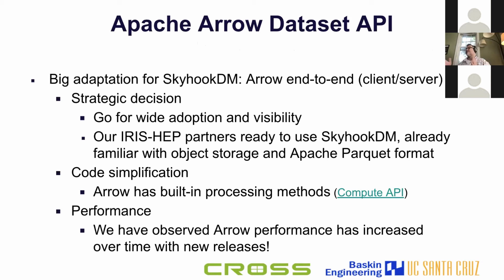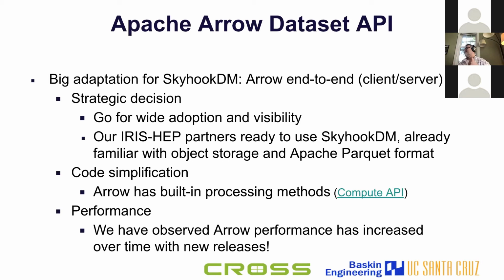And the reason we're moving toward this with our project, right, is that Arrow is very popular. Strategically, this is a good move for us to try to get more adoption. Our partners are already users of Python and familiar with object stores and Parquet. At least Iris Step is one of the groups that we worked with, and one of our first big demos of Skyhook. It also provides code simplification because Arrow has its own select and project methods through this Compute API. And performance as well.